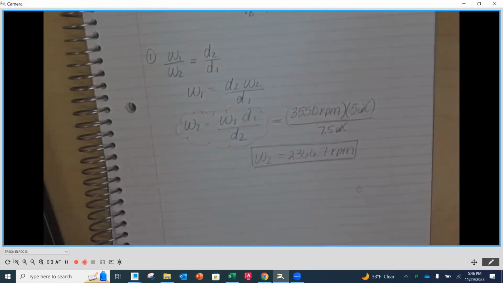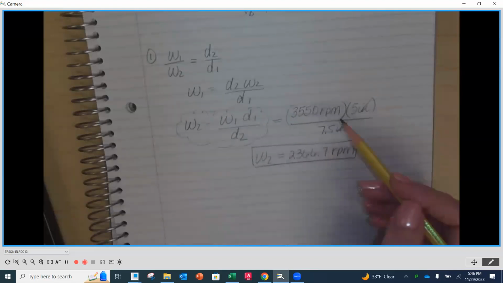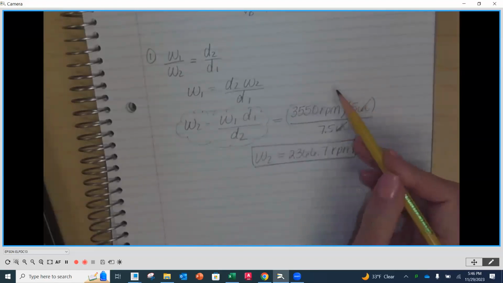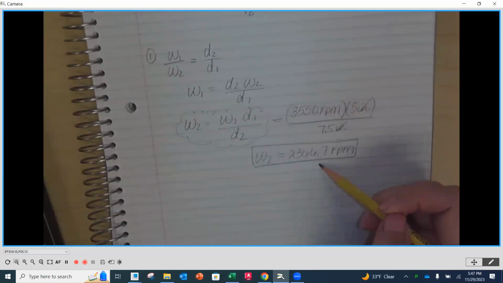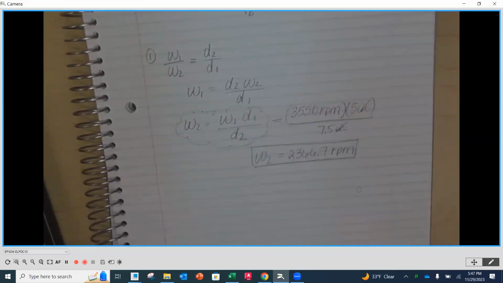Make sure you're putting your units in all phases of the problem. You'll notice that the inches cancel out top to bottom, and we're left with RPMs, which is what we're interested in for the angular velocity of W2, or of pulley number 2. You should get 2366.7, and the 6 is repeating. Any questions on that one? Did you guys do okay? If you compare to the book, that's the number that they get as well.